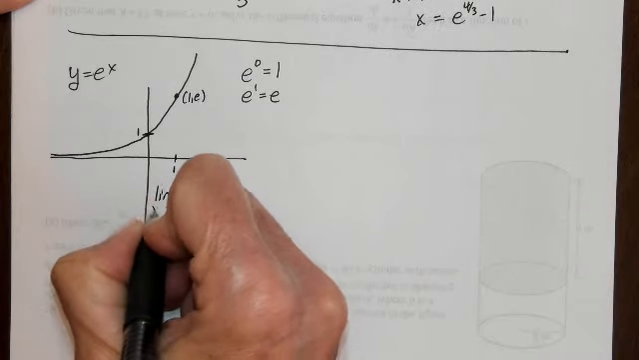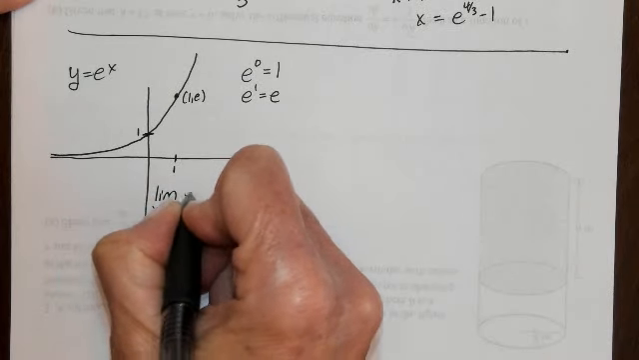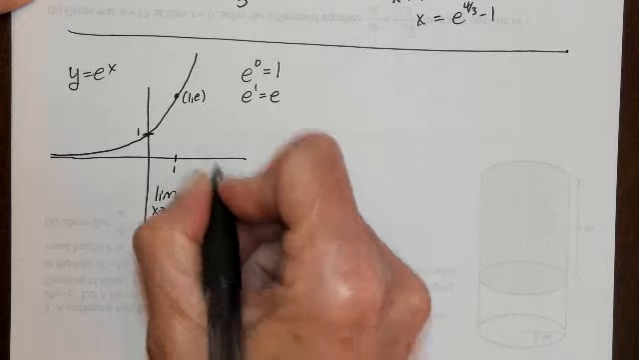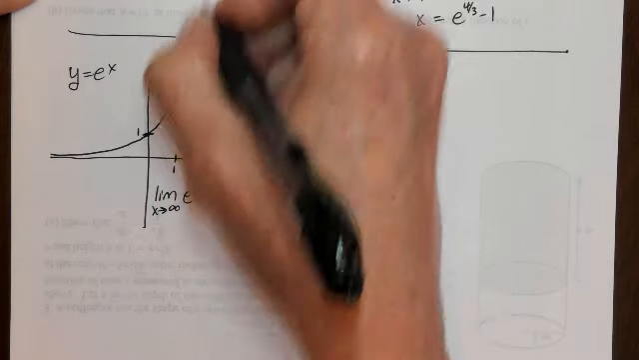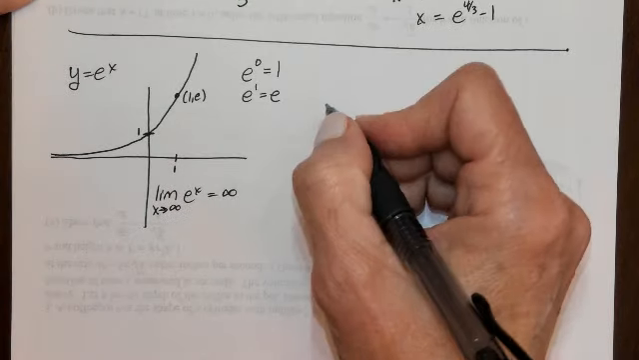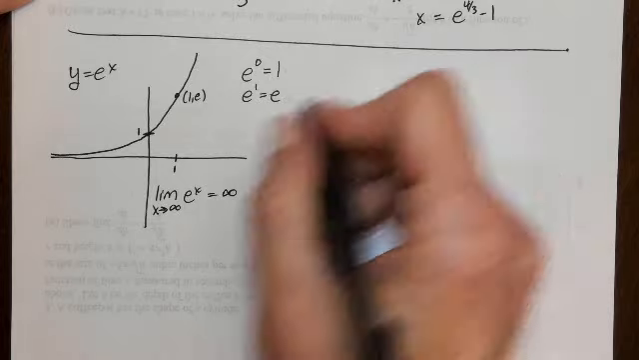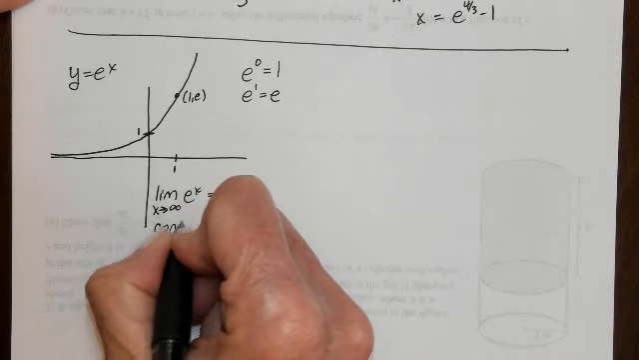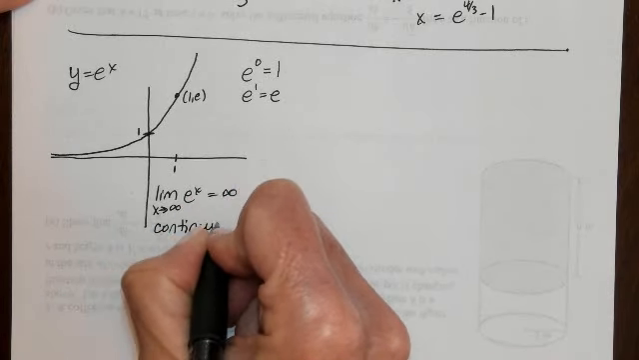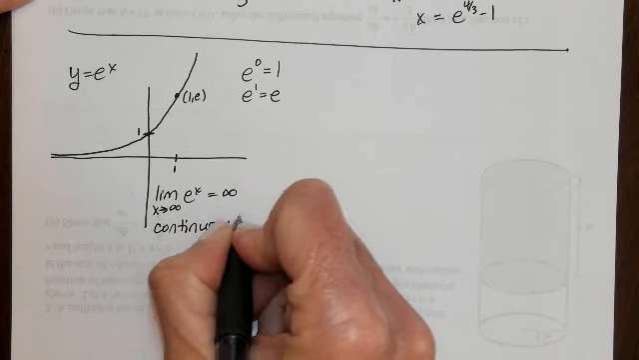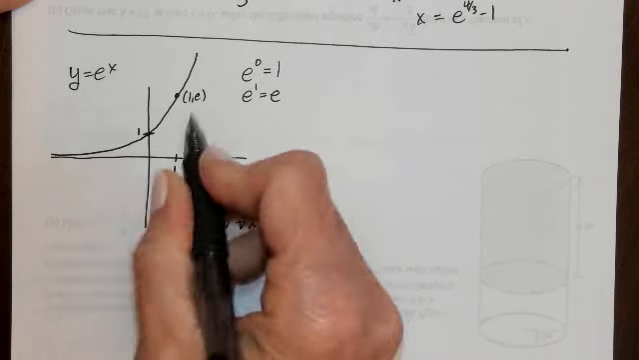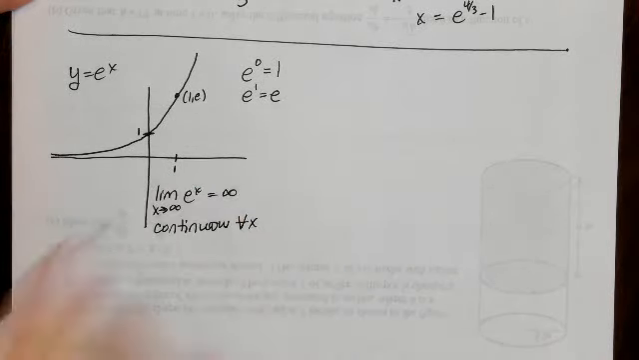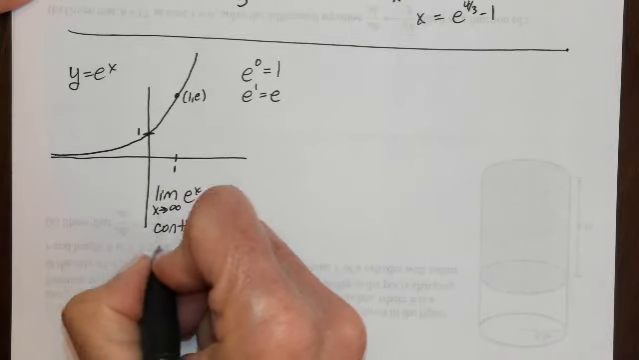The limit as x goes to infinity of e to the x is definitely infinity. It definitely goes to infinity. It goes to infinity very, very quickly. Okay? The graph is continuous for all x. No holes, no breaks, no asymptotes, no nothing. It's continuous. All right? It's also differentiable.